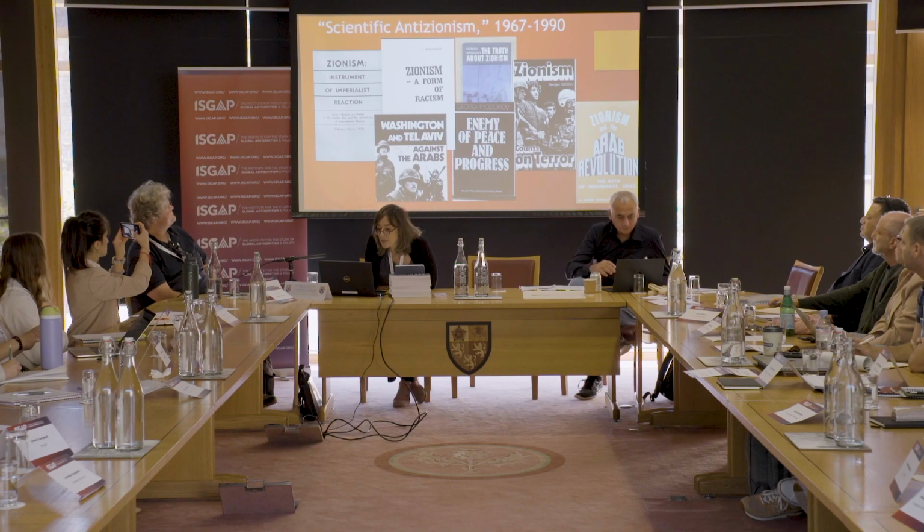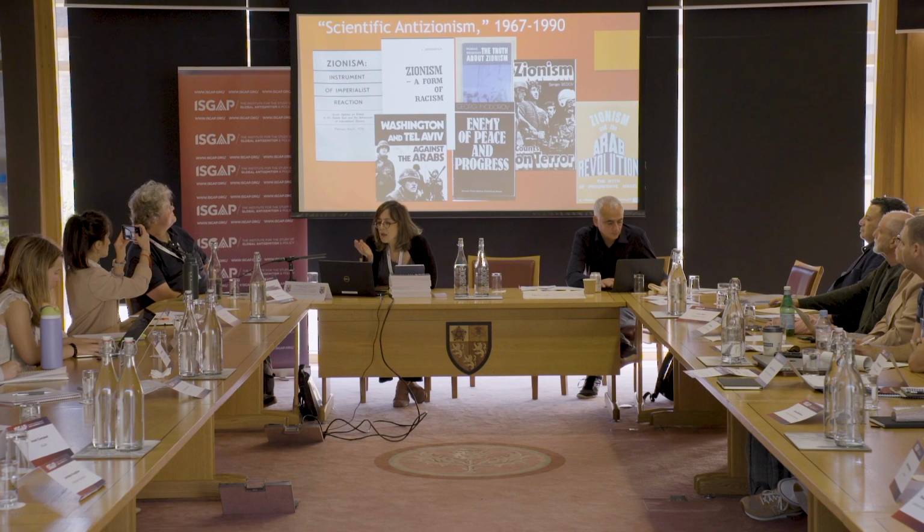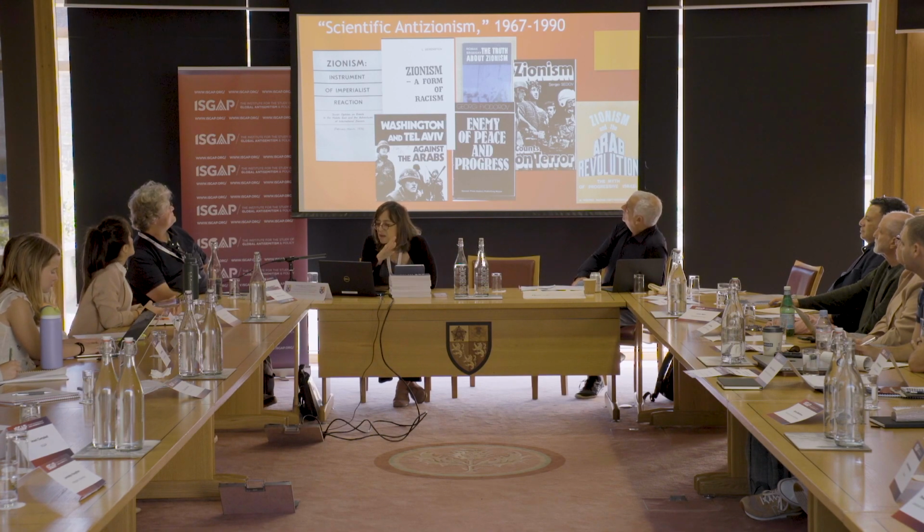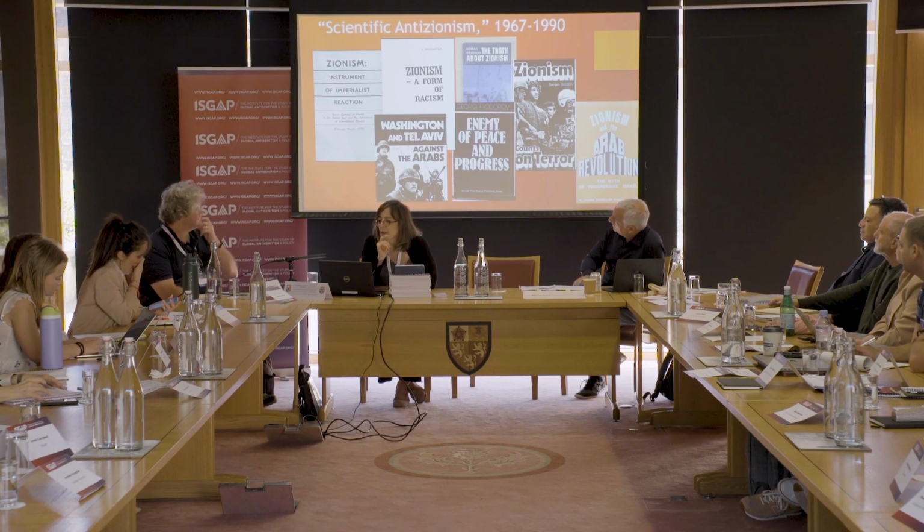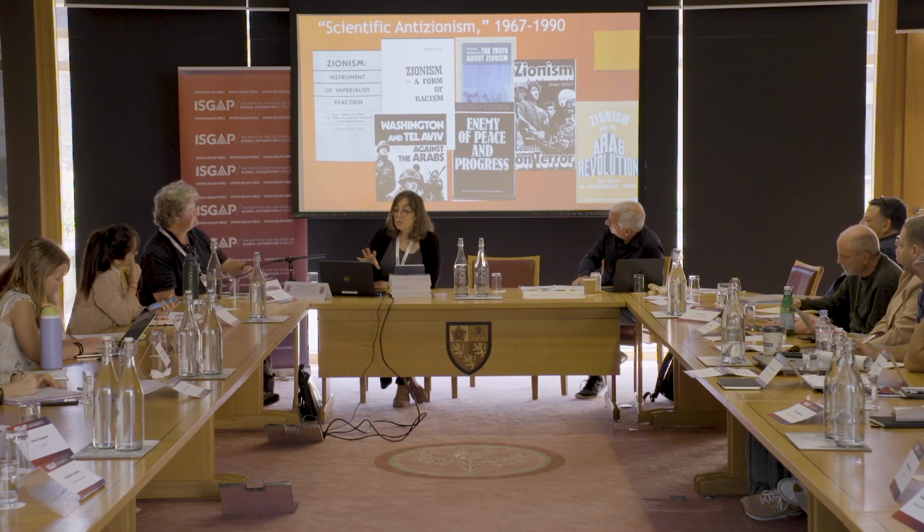So these are from the 60s and 70s. So you see, Zionism is a form of racism, Washington and Tel Aviv against the Arabs, Zionism is an instrument of imperialist reaction, Zionism counts on terror, right? Zionism and the Arab Revolution. So this is one thing that they do, and they had a very widespread propaganda apparatus. The Novosti news agency had bureaus in every country in the world, and Radio Moscow broadcast in like 85 languages. And so along with everything else that they're broadcasting and publishing, they're also broadcasting and publishing these messages.